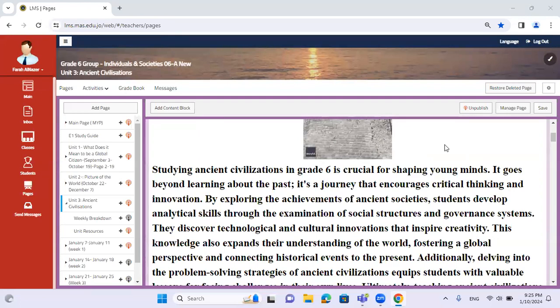Okay, so in other words, let me restate it. We're going to explore what each civilization has done, and we're going to analyze their skills and examine how their social structure and governance system imply and affect us today. What technological advancements did they come up with that have been advanced throughout time, and how do innovative ideas come from pre-existing ideas that impact our lifestyle?